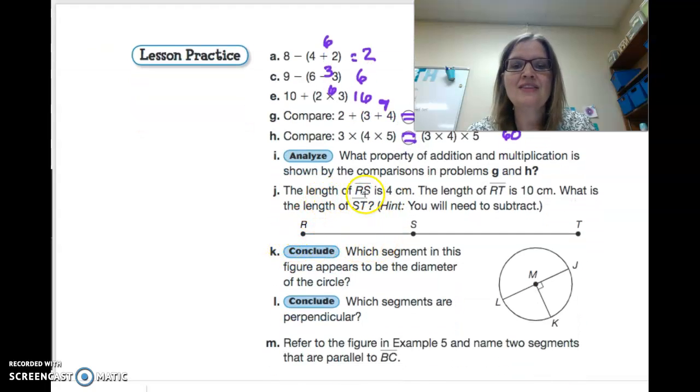Our next thing, the length of RS is 4 centimeters. So guys, you want to know this. The length of RT, that's the whole thing, is 10. What is the length of ST? We know that we're going to need to subtract 4 centimeters from 10 centimeters, and this length then will be 6 centimeters.